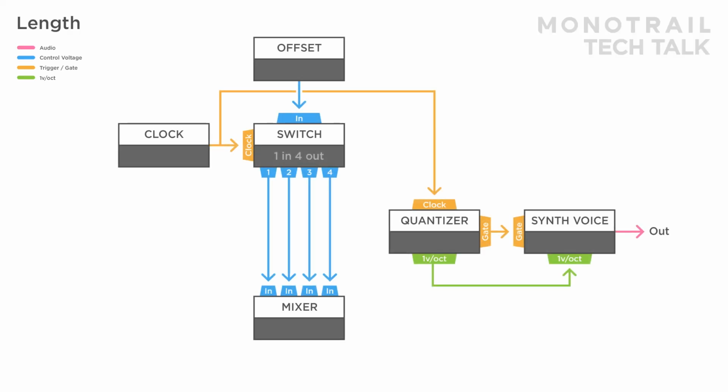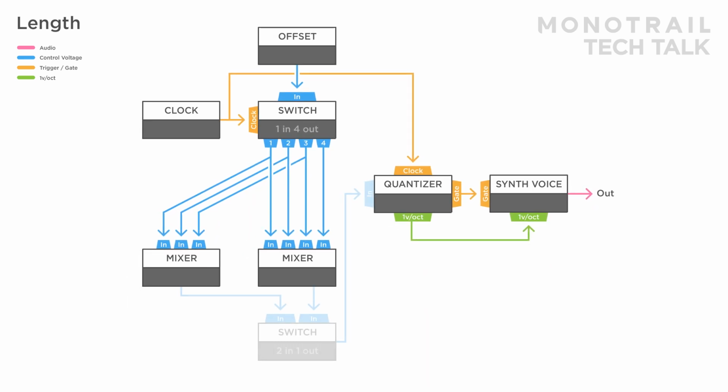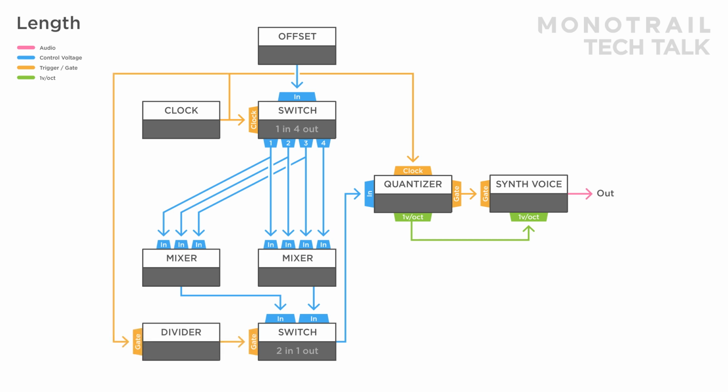If you have more mixers and switches, it's easy to extend the length of the sequence. Here's the basic setup again with clock, switch, offset and 4 outputs going to a quad mixer. To expand the sequence, a 3-input mixer is added, and the first 3 outputs of the switch are copied and sent to that mixer as well. The outputs of the mixers are sent to a 2-in, 1-out switch, and a clock divider set to a slow division is switching between the 2 sequences. Using a clock divider, you can experiment with the divisions to create sequence variations.